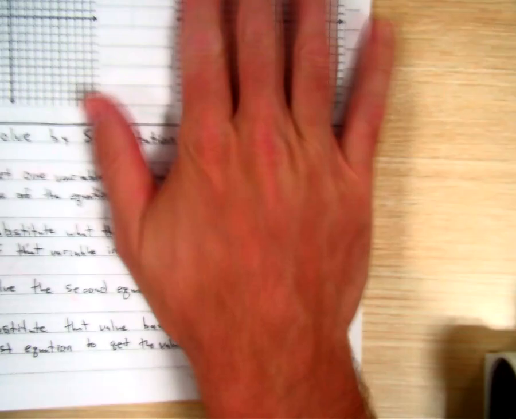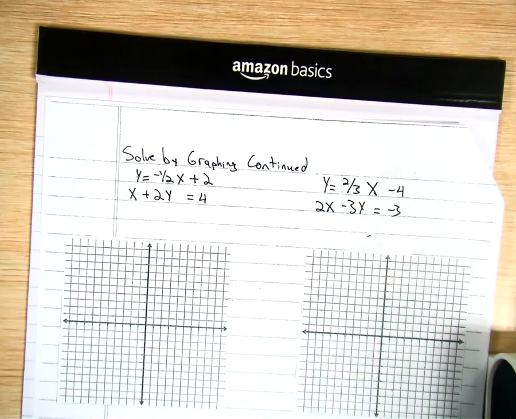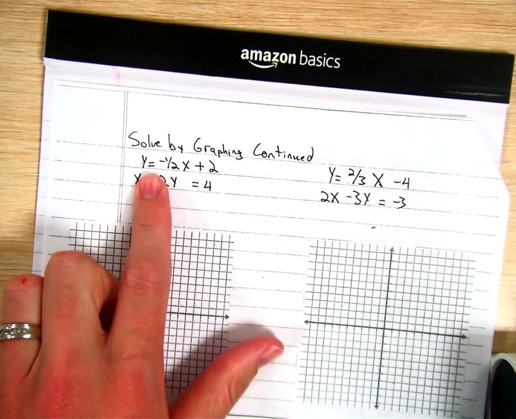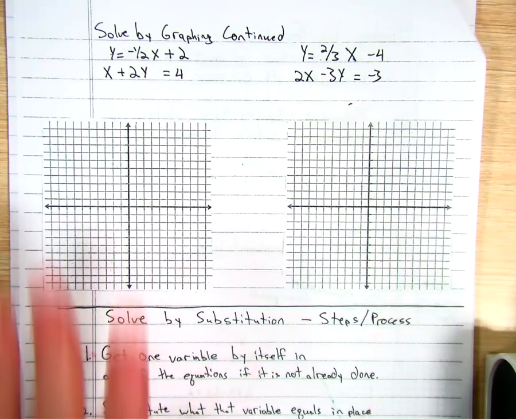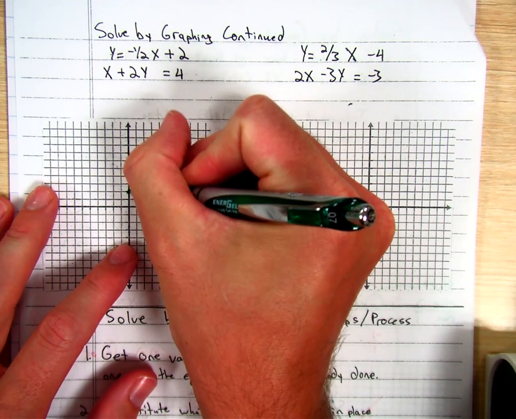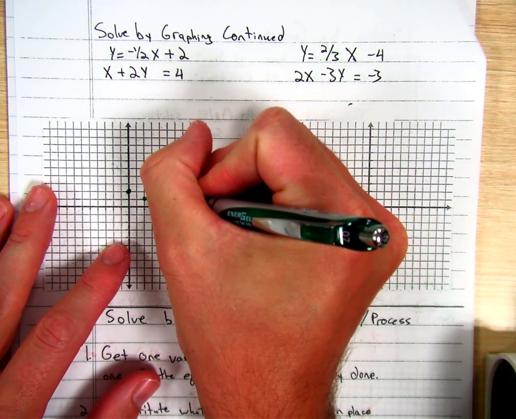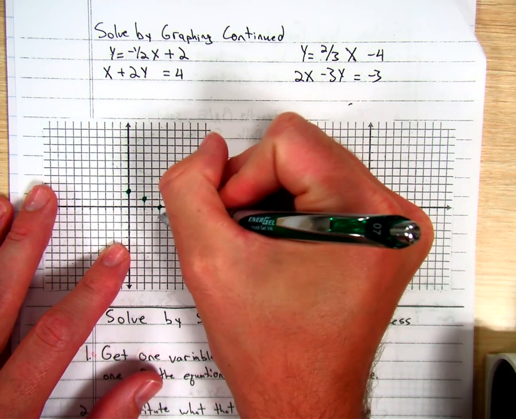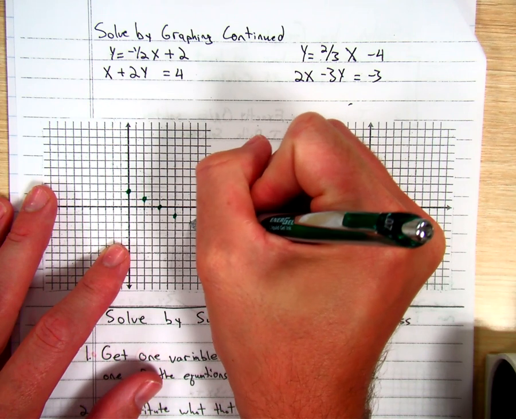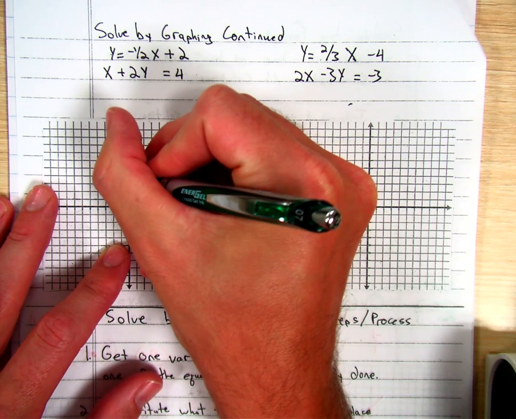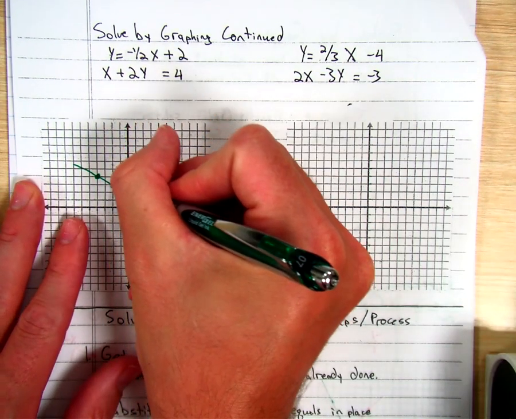Next, more fun with graphing. Okay, this one gives it to us in a nice form, slope-intercept form. Negative half x plus 2. Down 1 over 2. Negative 1 half. Down 1, out 2. And we can do a couple backwards ones. Up 1, backwards 2. And there's our top line.